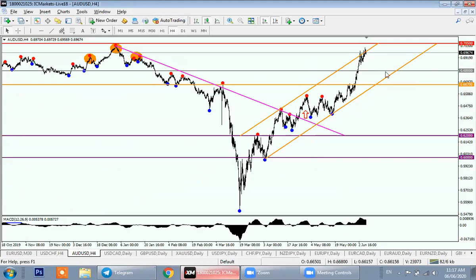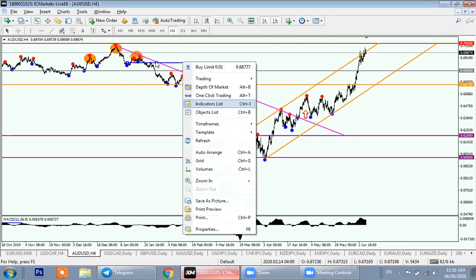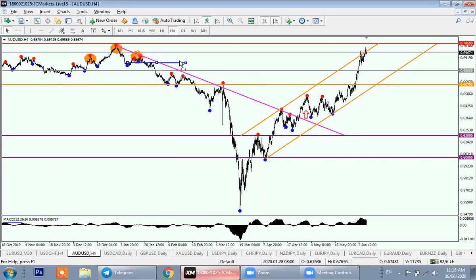AUD/USD is currently trading inside this channel in orange. As basic market structure, price was making higher highs and higher lows. Then price broke our last low lower, and now we are overall bearish. Price was making lower lows and lower highs, lower red dots in our case, objective lower lows.